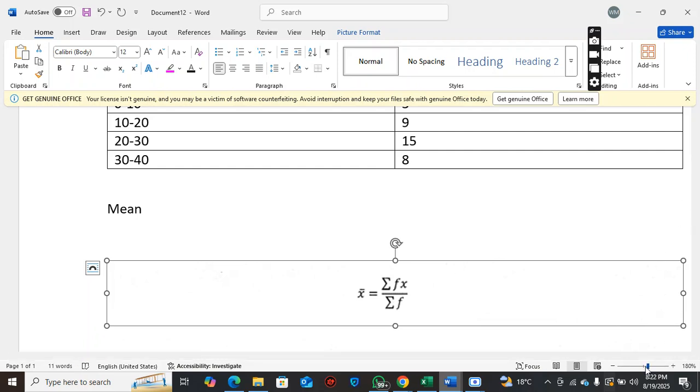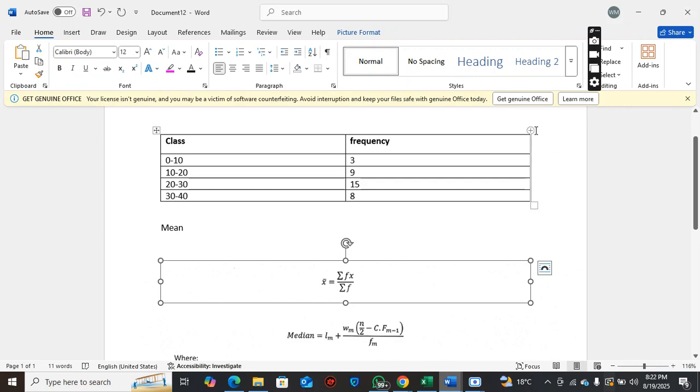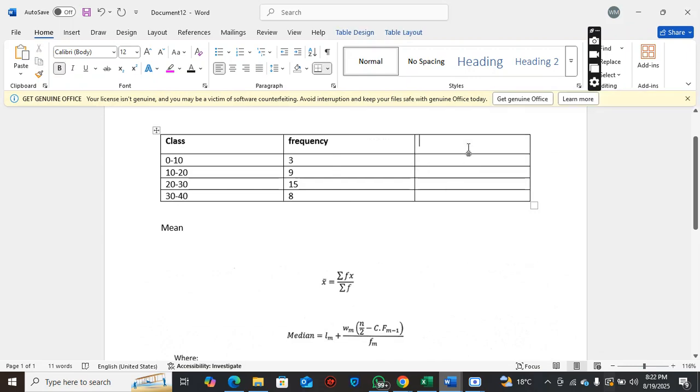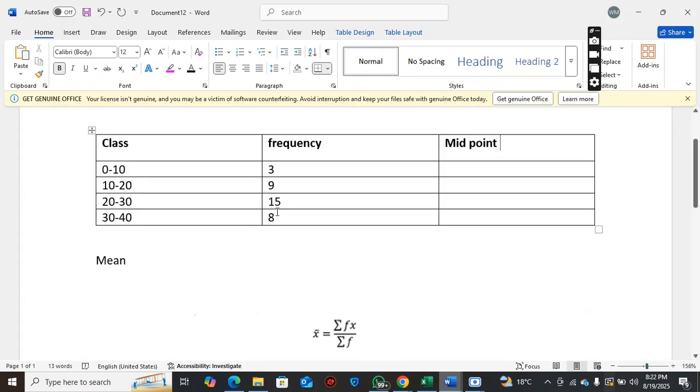So what we're supposed to do first is find the midpoint for our classes, which is x. How do we get the midpoint? You come to your class, you look at the lower boundary of the class, 0, and the upper boundary, 10. You just say 0 plus 10 divided by 2, that gives you 5. 10 divided by 2 is 5.